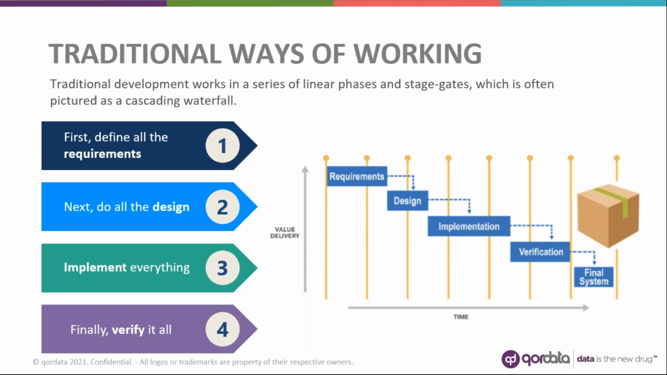On the screen, you can see the traditional ways of working. First, we define all the requirements up front. Then we move on to do all the designs. After that, we implement everything. And finally, we do the QA to verify all the functionality. So if the organization is developing in this way, what happens if they fall behind schedule or need to make a change? What can they do?